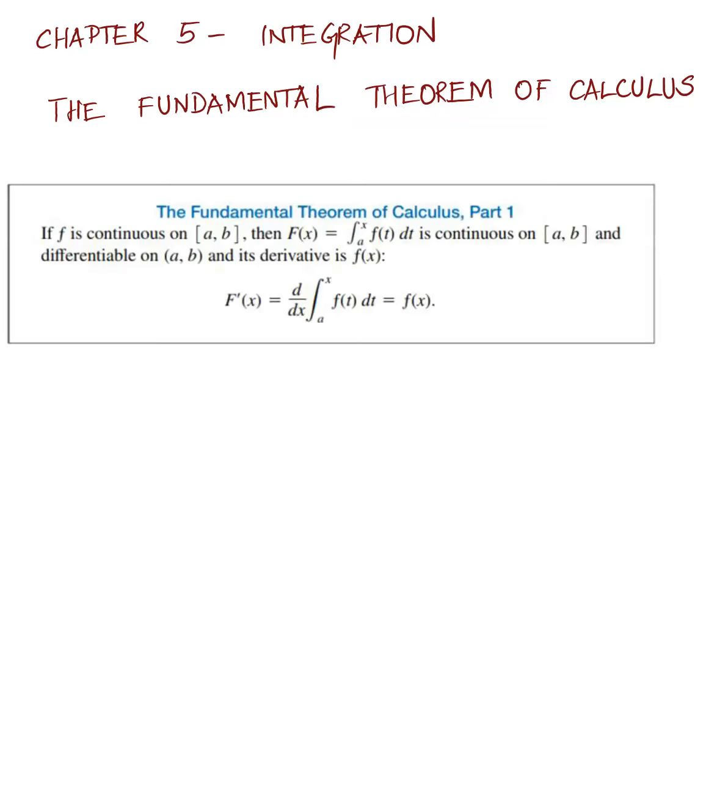Here is part 1 of the theorem. If f is continuous on [a, b], a closed interval, and capital F of x is the integral from a to x of f of t dt, then capital F is continuous on [a, b] and differentiable on the interior of (a, b), and its derivative is small f of x. Then we say F prime of x is d over dx of the integral from a to x of f of t dt, which is the same as f of x.